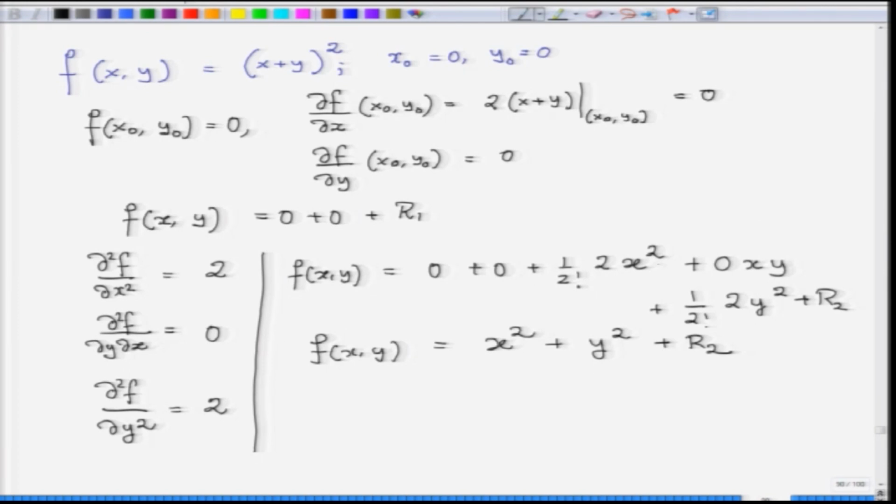Here it is x minus x 0, where x 0 is 0, y 0 is 0. Second derivative is 2, just check through. It is 2x plus 2y. So, you take a derivative with respect to x, you will get 2 here, and this 2y will become 0 with respect to x. So, it will be 2. Del 2 f del y 2 would be 2, while del 2 f del y del x would be 0.